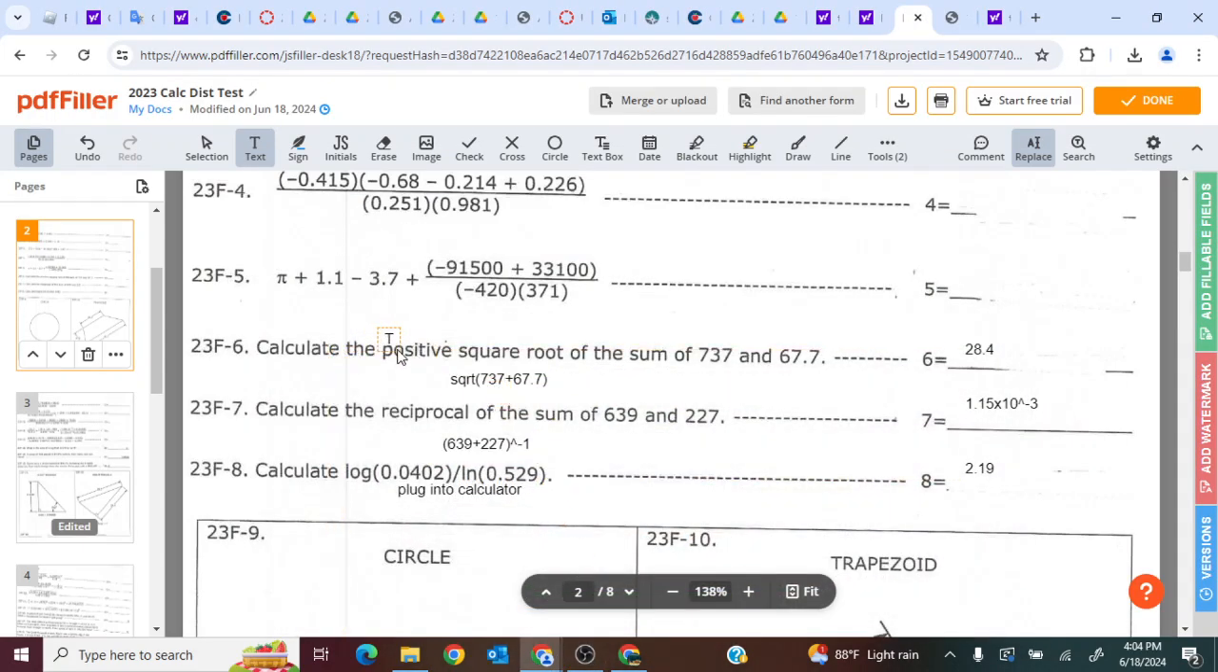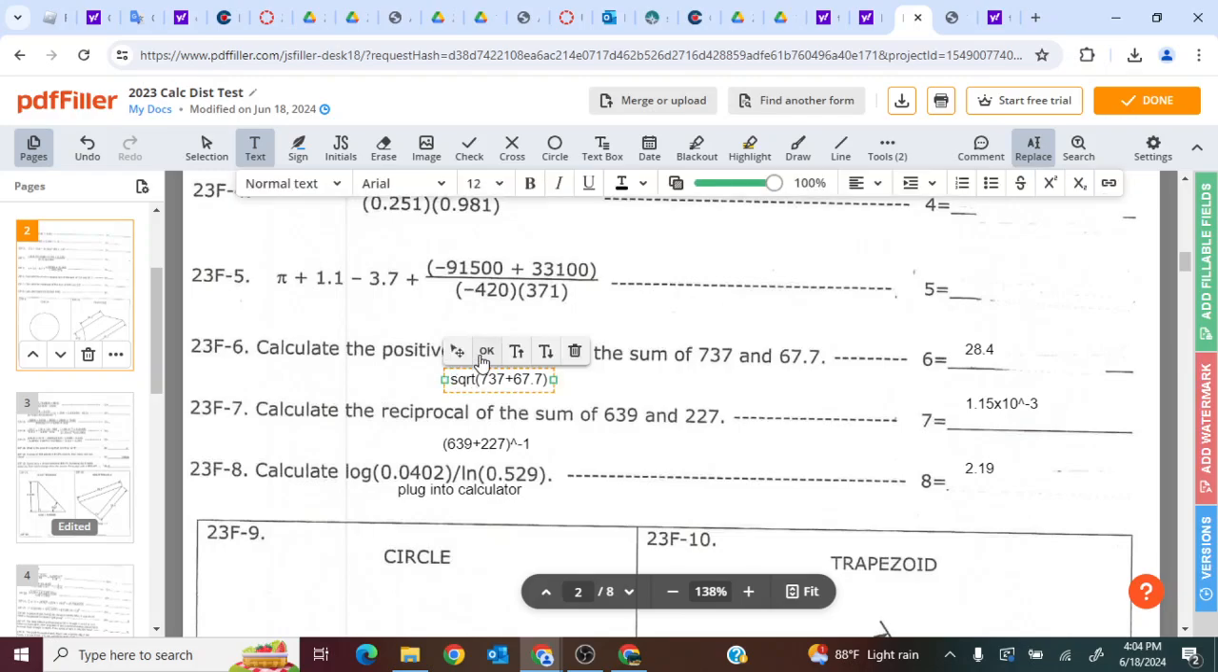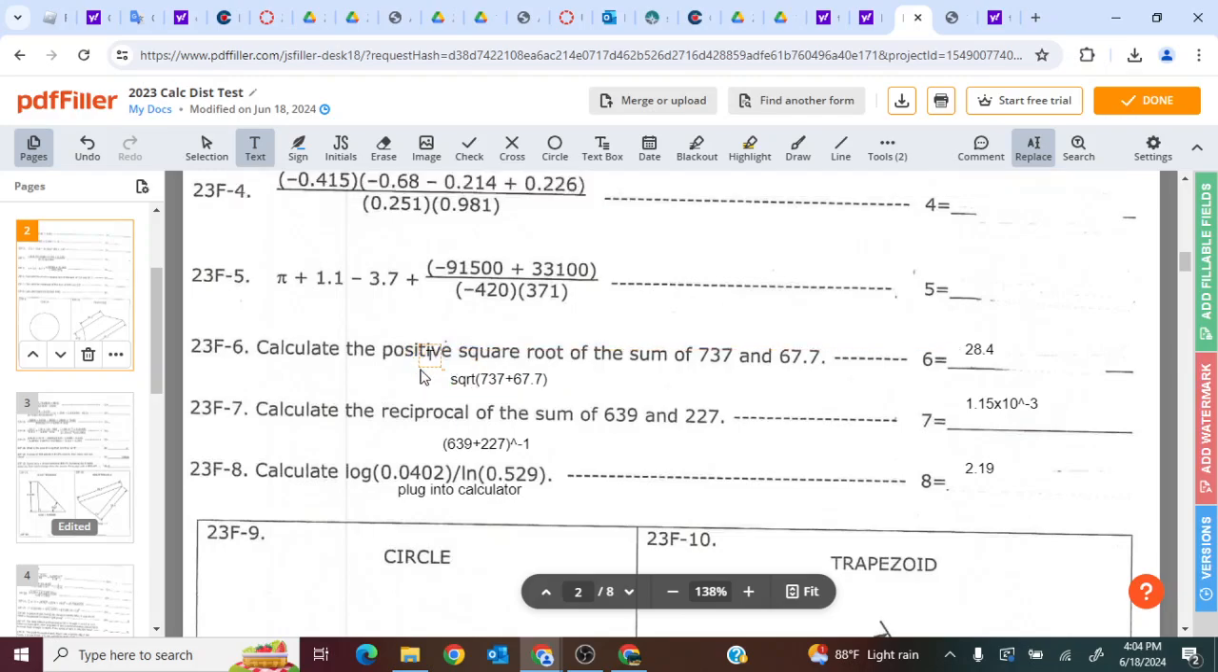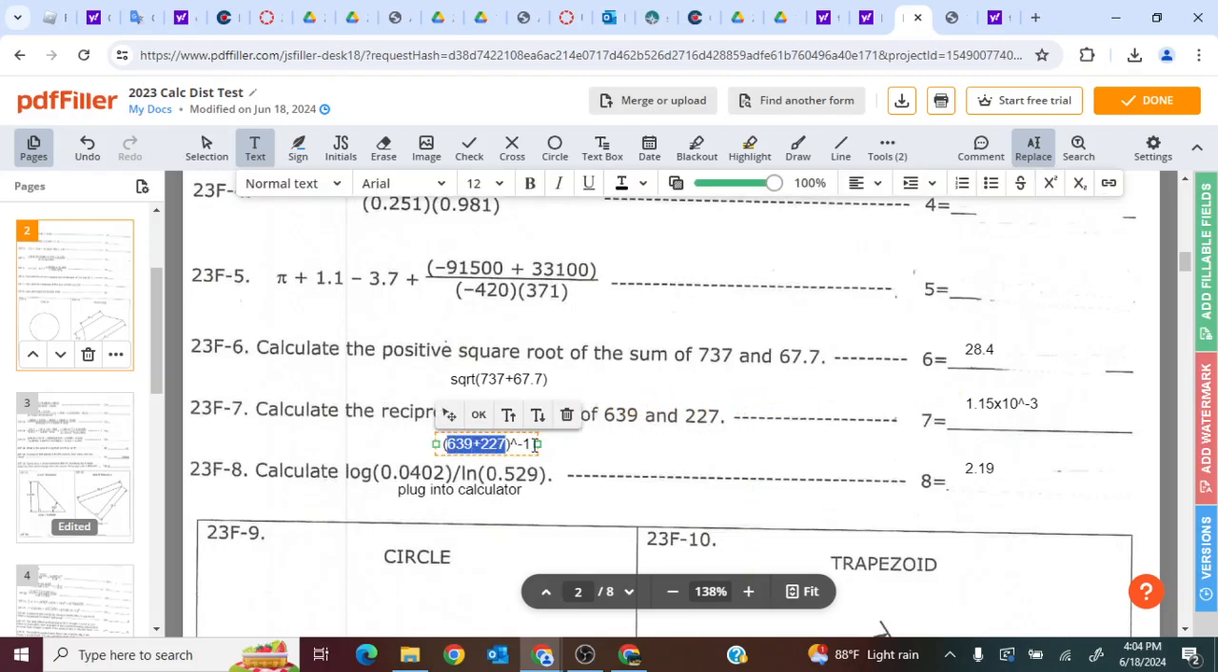Number 6. Calculate the positive square root of the sum of 637 and 677.7. You add them up and take the square root of them, like the problem says. Calculate the reciprocal of the sum of these two numbers, add them together, power them to -1. That's the definition of a reciprocal. And you get 1.15 times 10 power to -3.